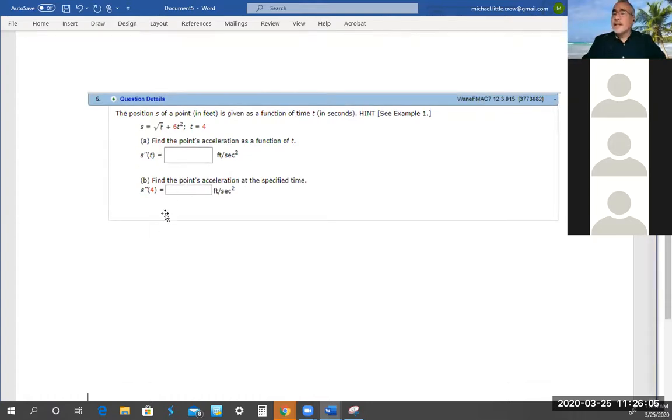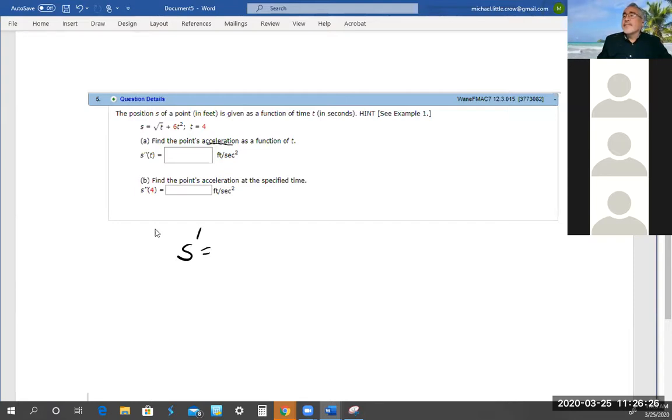Okay, so the question may not say find the second derivative, but in fact, I think it doesn't. It just says find the acceleration. You have to know that the acceleration is a second derivative. So what we do with this is this is really asking two problems.